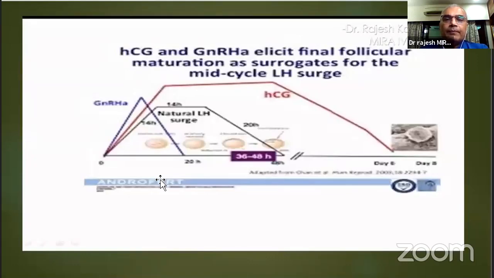ovulatory events. Now, if you use hCG trigger, there is a slower rise in the hCG level, then the level remains high for more than 2 to 3 days, and then gradually it comes down and takes a week. So there is a slow rise, a high level remains for a longer time, and there is a slow fall in the hCG level. So it's long acting.